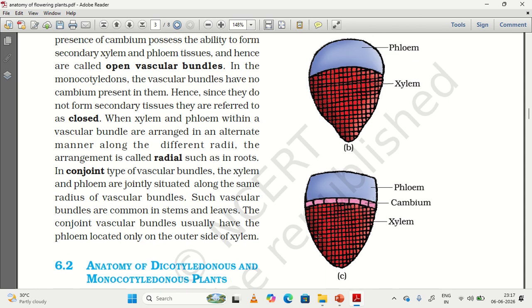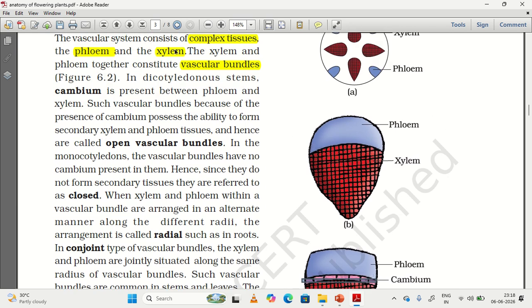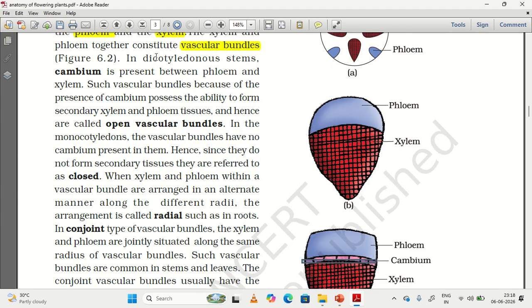So such kind of vascular bundles, we are calling as open vascular bundles. Xylem and also phloem, and in between you can see this cambium. This xylem will form the secondary xylem or the wood, and the phloem will form secondary phloem, and in between you can see the cambium. Because of the presence of cambium, we call this type of vascular bundle an open vascular bundle, which can be seen in the dicot stem.